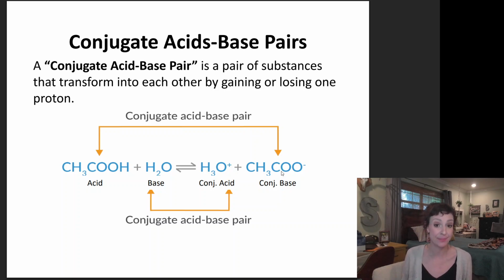So a conjugate acid-base pair, which will always be two pairs in a chemical reaction equation, will be the two guys that are the exact same except with the presence or absence of the proton, okay? So my acid and its conjugate base, that is one conjugate acid-base pair. Also, my base and its conjugate acid is another conjugate acid-base pair, which is very, very exciting.